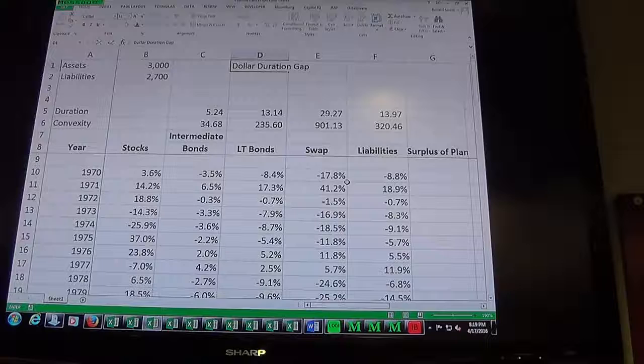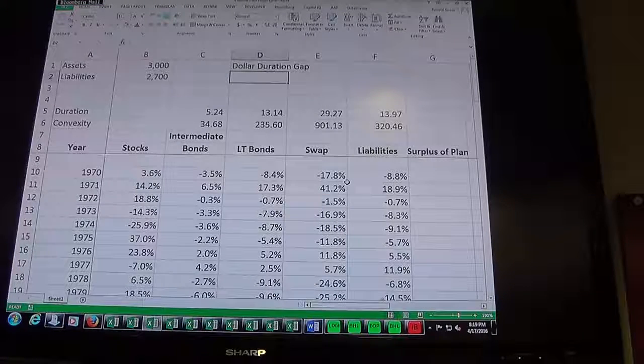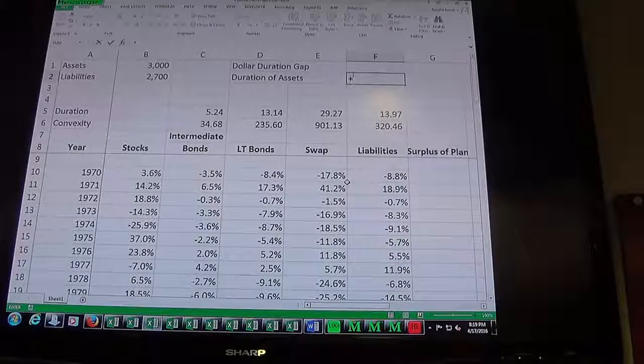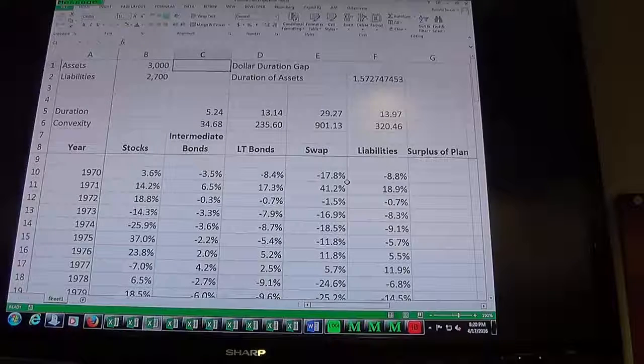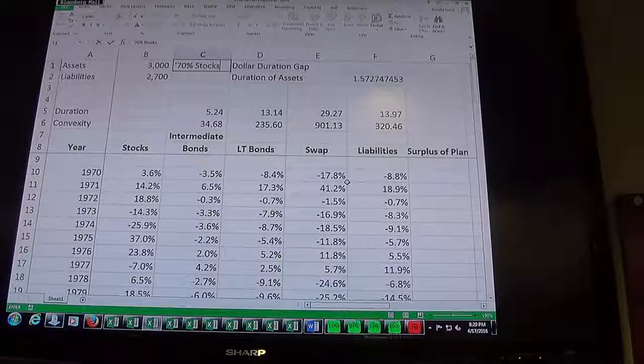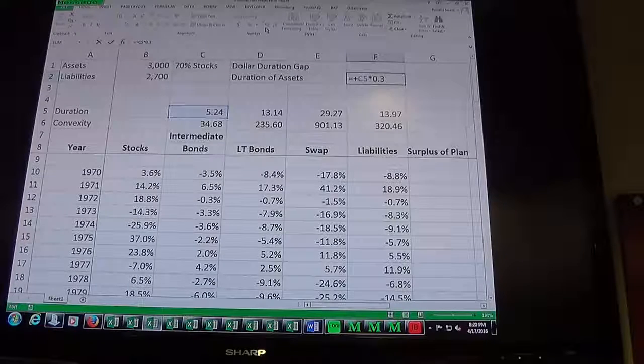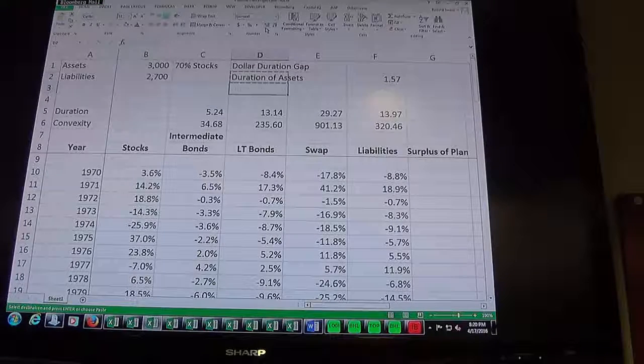All right, y'all remember how to do that? What's the duration of our assets? Well, you've got 3 billion. Well, it's even easier than that. You just take duration of 5 years times 0.3, right? If assets are 70% stocks, then the duration of liabilities is just 30%, right? That's pretty straightforward. What's the duration of liabilities?